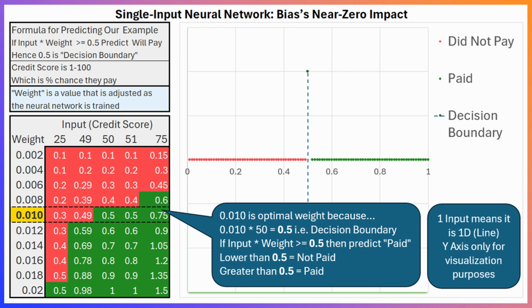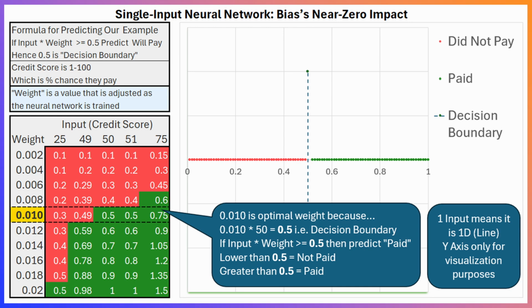The table on the left shows different weights and how they interact with various credit scores. The cells are color coded, red for did not pay predictions and green for paid predictions. The highlighted row with the weight of 0.01 is crucial. This is our optimal weight for our model. Why? Because 0.01 times 50, the middle credit score, equals 0.5, our decision boundary.